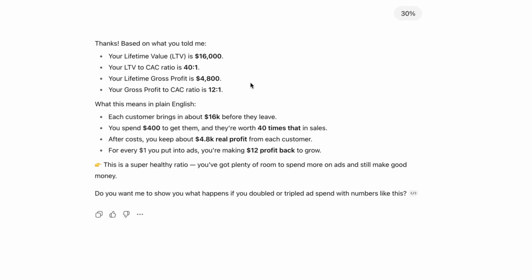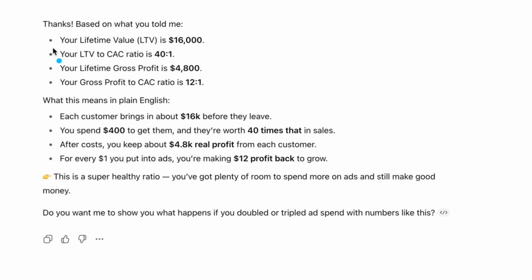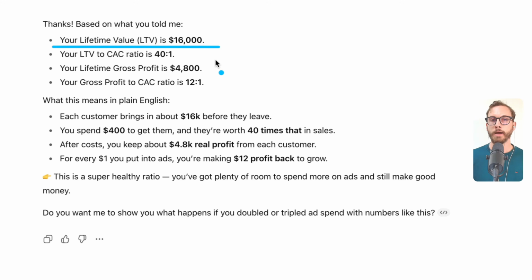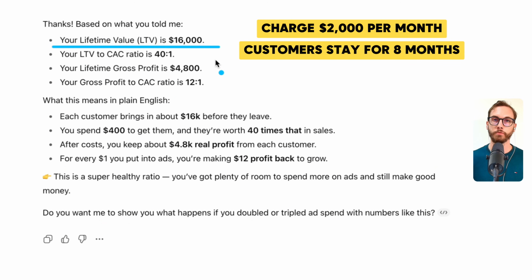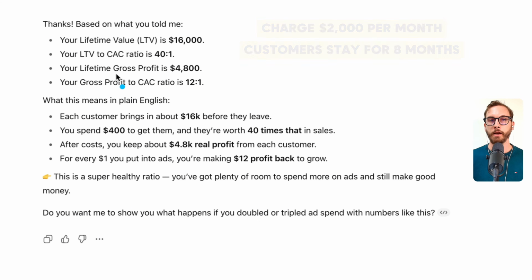So in just a few seconds, it will calculate some of this data for you and crunch some numbers. So what we can see is our lifetime value is $16,000. As I said at the start, we charge $2,000 a month and people stay for 8 months. So of course, 2 times 8 is 16, so $16,000. Our LTV to CAC ratio based on our $400 to get a new customer is 40 to 1, which is massive because what's considered the minimum benchmark to be profitable is 3 to 1.